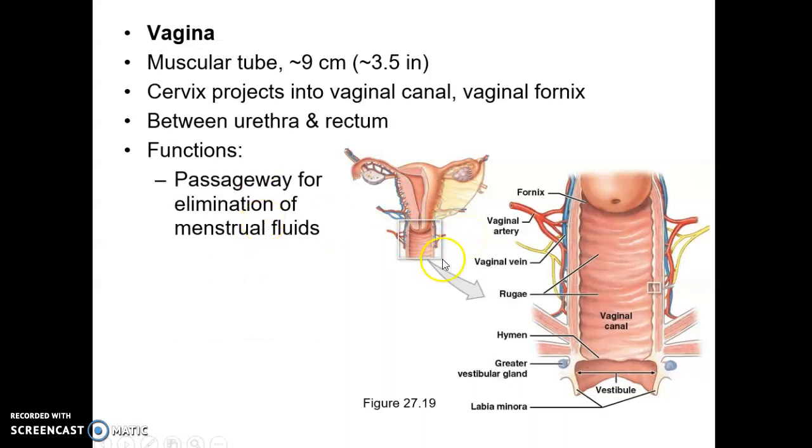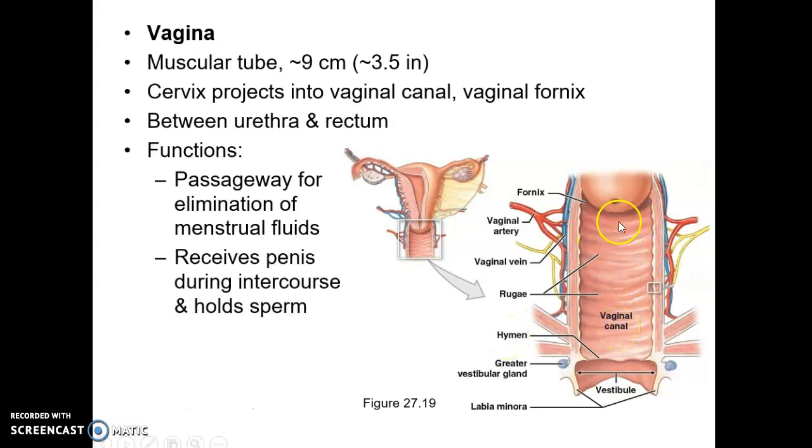Functions: it is a passageway for elimination of the menstrual fluids during menstruation or menses, and also the copulatory organ in the female in the sense that it receives the penis during intercourse and holds the sperm in the semen initially, and the sperm, at least some of the sperm, would enter into the uterus via the cervix. And it is the lower portion of the birth canal during labor.